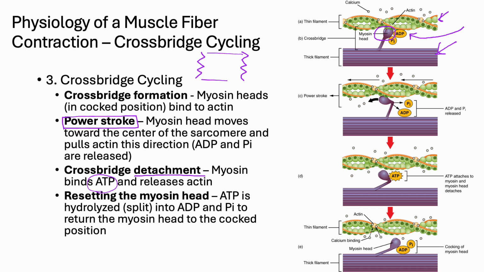The final step is to basically reset, or to, quote, cock the myosin head back into place. And in order to do that, the ATP is hydrolyzed, or broken down, into adenosine diphosphate and an inorganic phosphate. That's what returns it back to its initial position. Then as long as the action potential is being received and calcium is still being released and there's ATP present, we will have this cycle happen all over again, over and over and over.